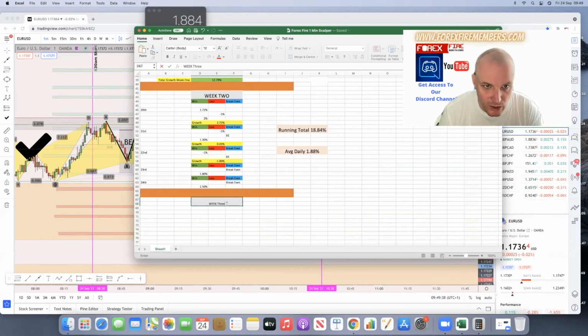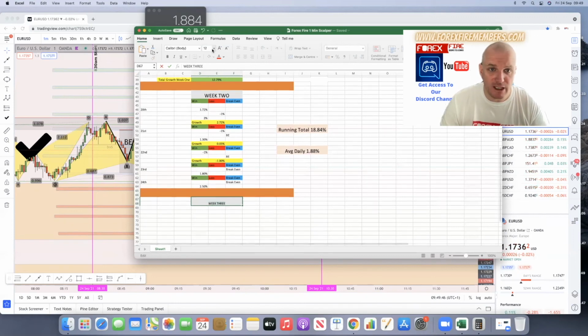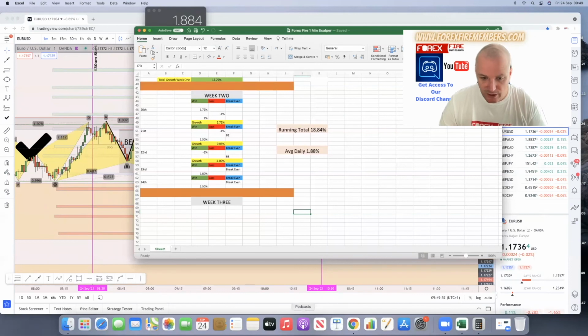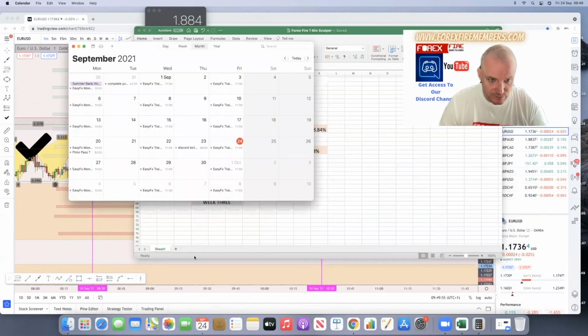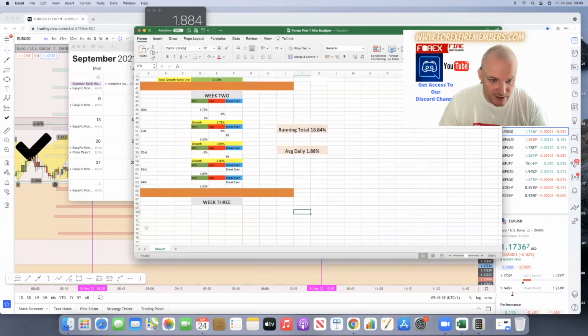Now I want to talk a little bit about week 3, okay, before we go. We've got some really good momentum going at the moment. I'm really chuffed to bits with this. Absolutely chuffed to bits with this. So next week, it'll be the 27th and 28th, okay?